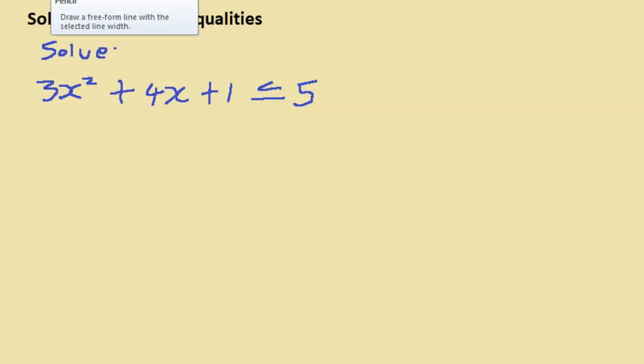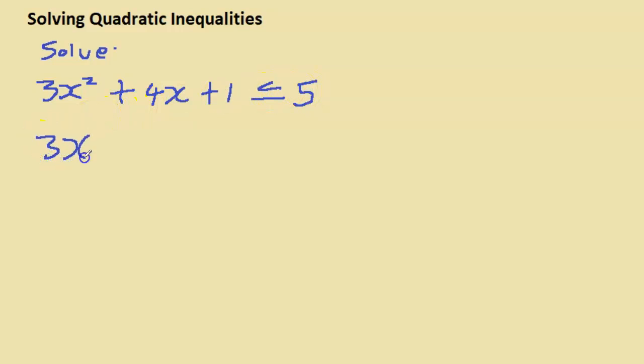Alright, so as we continue to look at solving quadratic inequalities, we have another one here. 3x squared plus 4x plus 1 is less than or equal to 5. So of course the first thing that we want to do is find the critical values. But before we can do so, we need the quadratic expression to be less than or equal to 0.